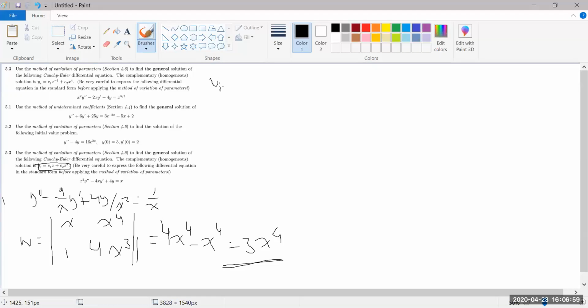So our u1 is going to equal the negative integral of our y1 times x to the negative 1, and then divided by our Wronskian, 3x to the fourth. So our x to the fourths go away, and we just have 1 over 3x to integrate, which is going to give us negative 1/3 times the natural log of x.